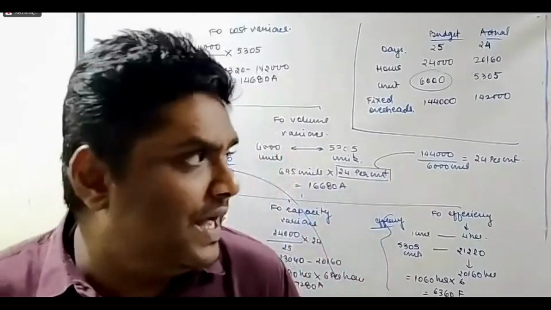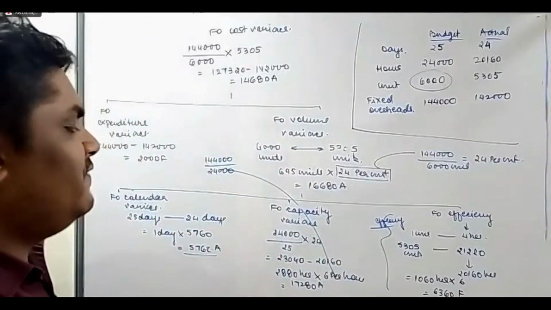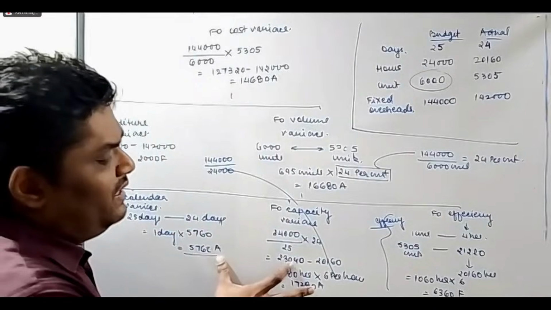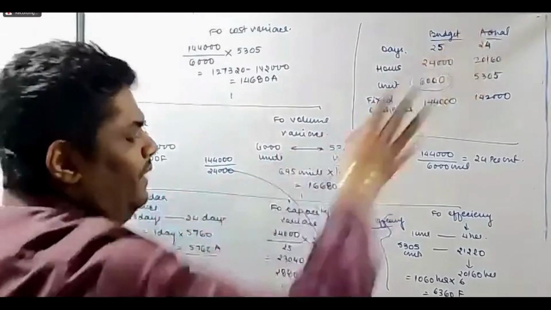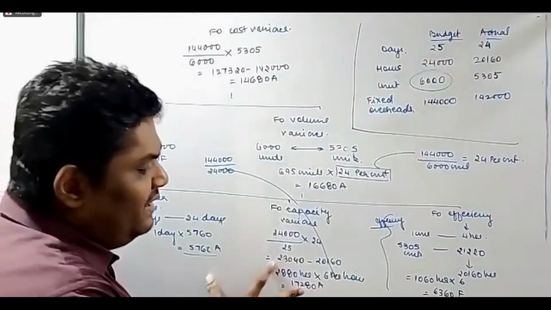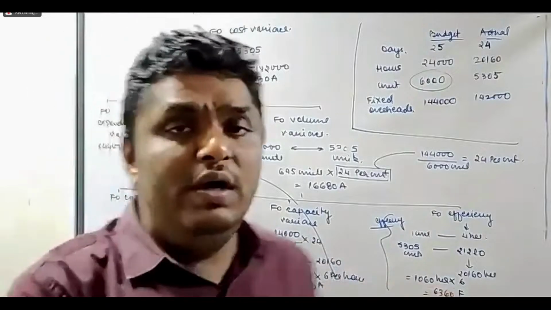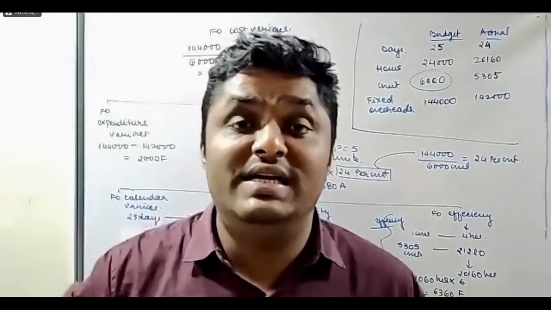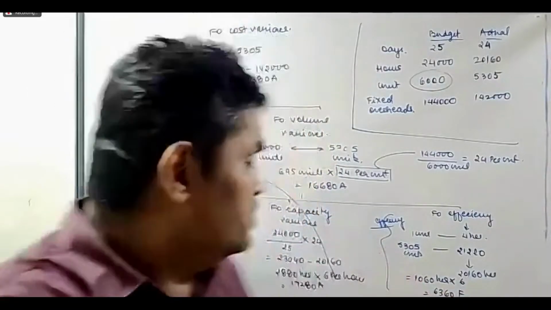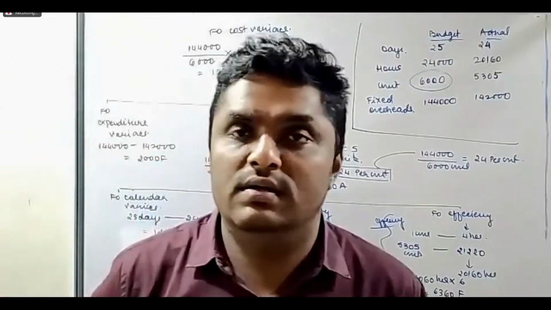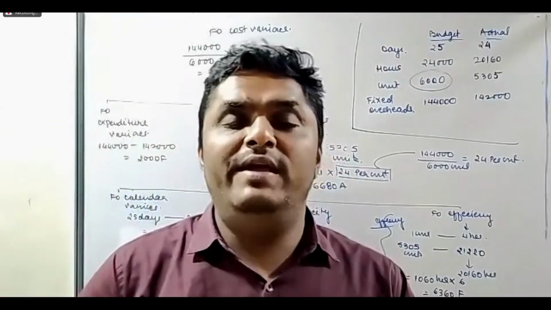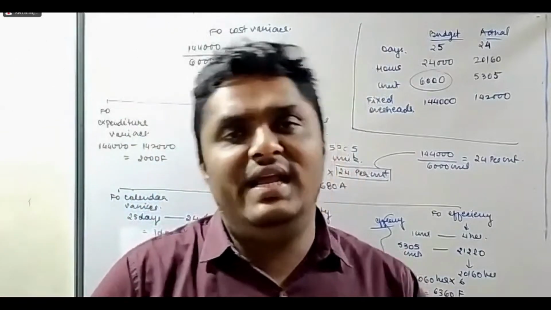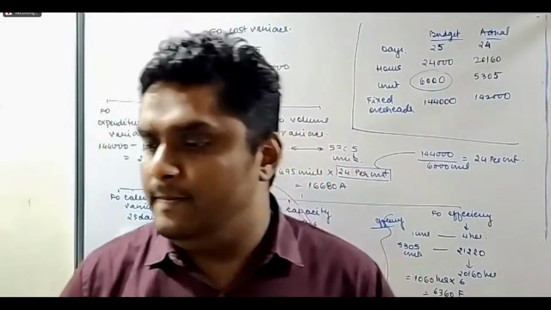The same goes with ours also. That is, we have the capacity to work for 23,040 hours in 24 days. But in these 24 days, we worked for only 20,160 hours. That is less than our capacity. So that's why I have written adverse. So there is a difference between capacity and efficiency, and calendar and efficiency.